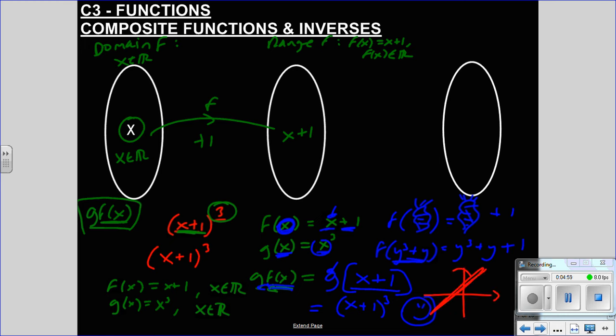x plus 1 is that graph. If all the x values are allowed, then all the y values will be allowed, so therefore f of x can be any real number. But then g has its role to play. g now takes everything from this bubble, doesn't it?